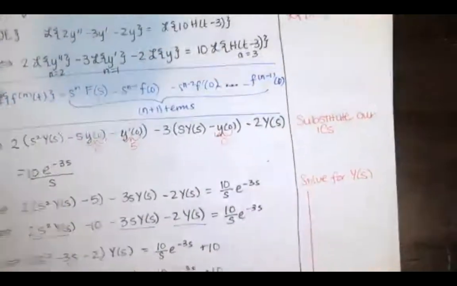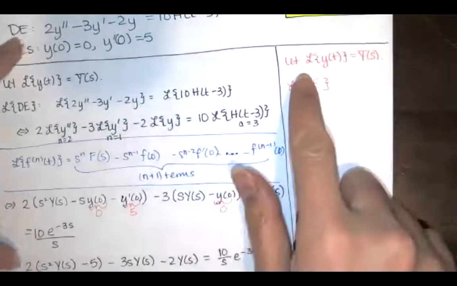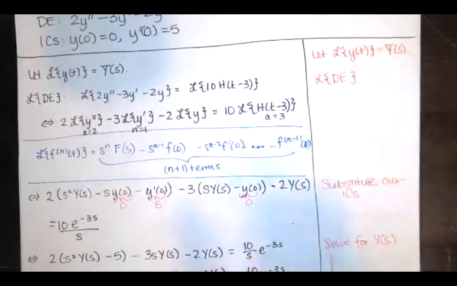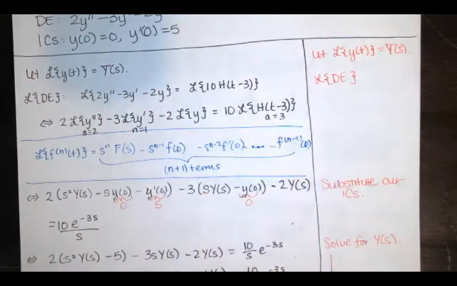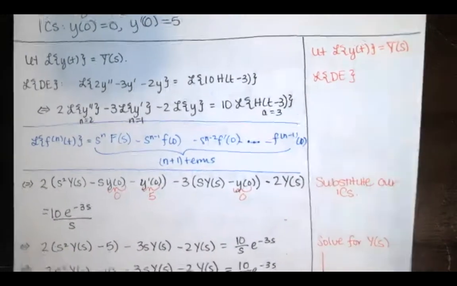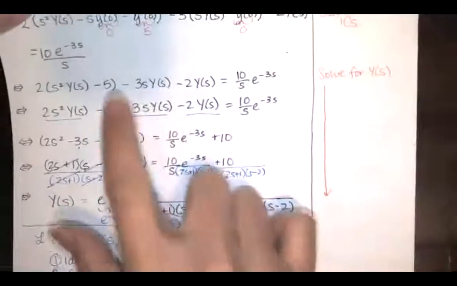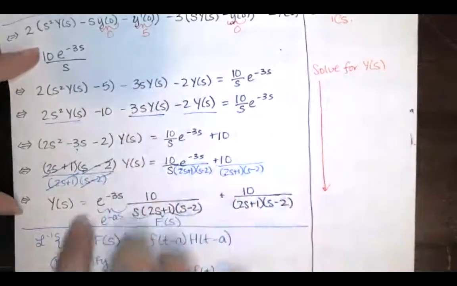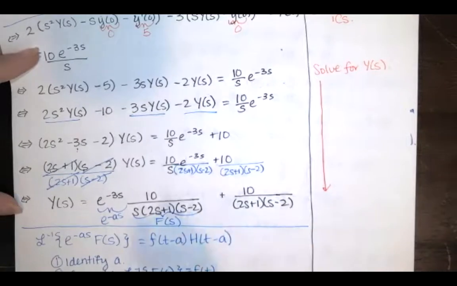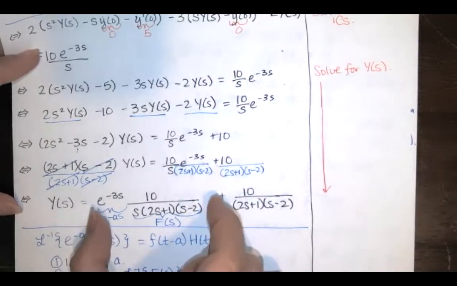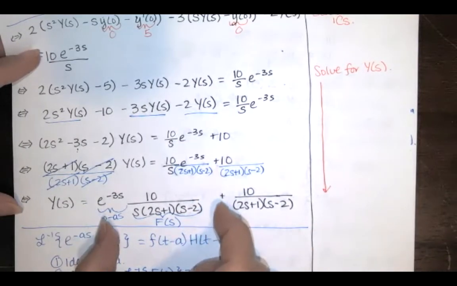But the beginning is pretty simple. We always start by letting the Laplace transform of little y equal big Y. Take the Laplace transform of both sides of the equation using this rule for the Laplace transform of the derivative. Substitute in your initial conditions. Then you've got an equation involving Y of s. Solve for Y of s. You end up here. And then we do the necessary algebra to write this in a form so that we can take the inverse transform.